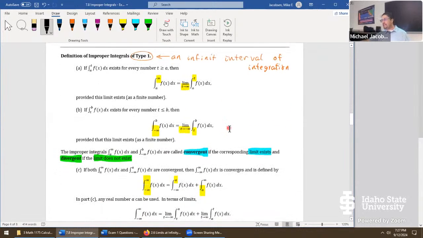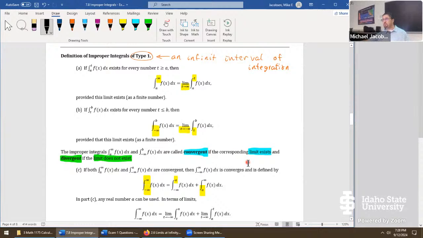Yeah, so here is the big set of definitions. We can have infinity on the upper limit, we can have infinity on the lower limit, or on both the lower and upper limit, which forces us to split the integrals. If the limits exist, we'll say the integral converges or that it's convergent. And if the limit does not exist, we'll say the integral diverges or that it's divergent.